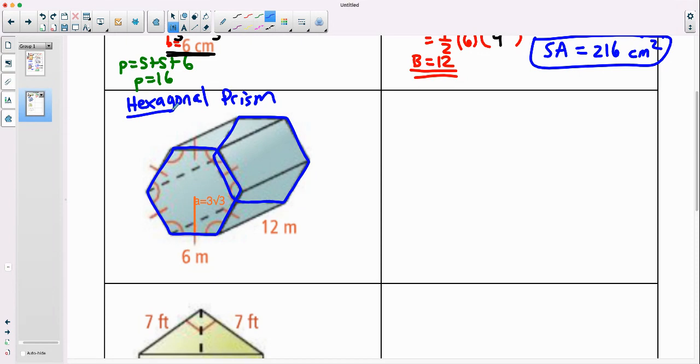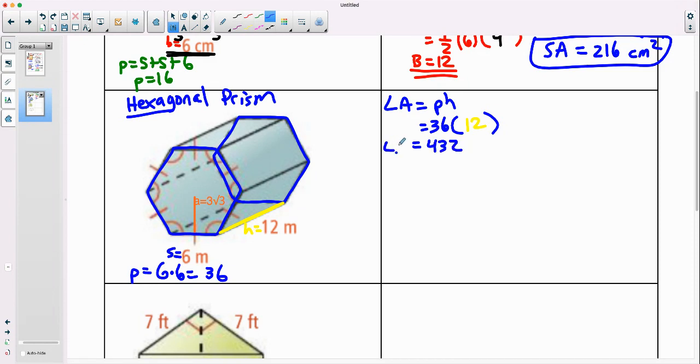For lateral area, we're still doing perimeter times height. The perimeter of this one is just 6. The side length is 6, and there are 6 sides that are exactly that same length. So the perimeter is 36. Then the height is however far apart the hexagons are. It's going to be a sideways height this time, 36 times 12 for that lateral area. So 432 is the lateral area.